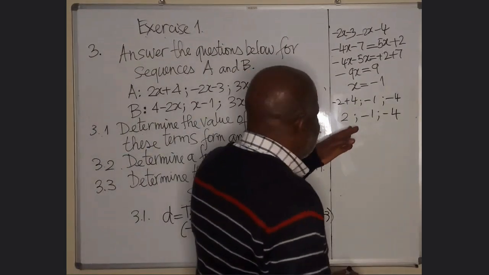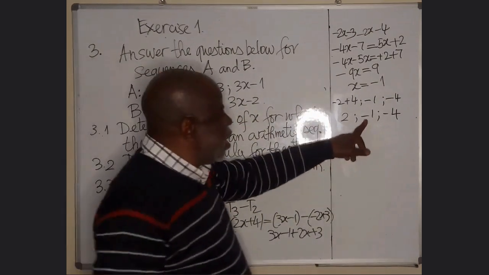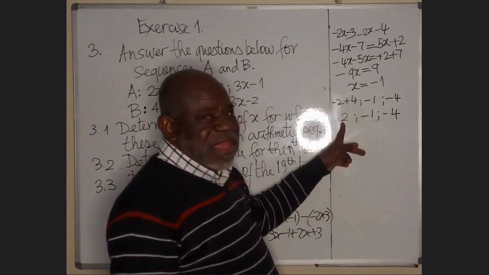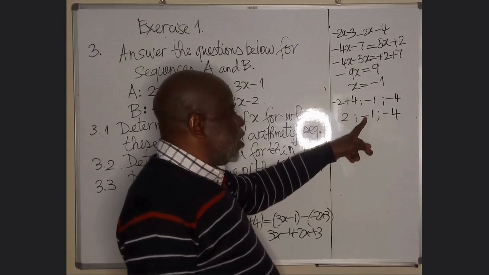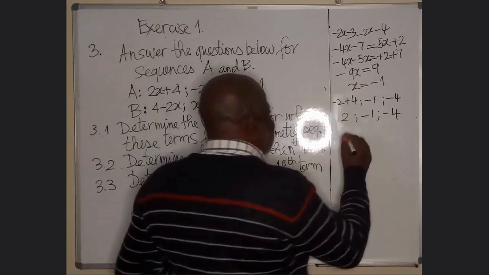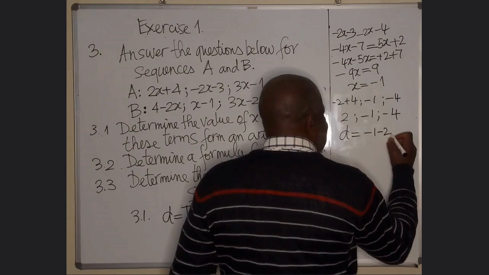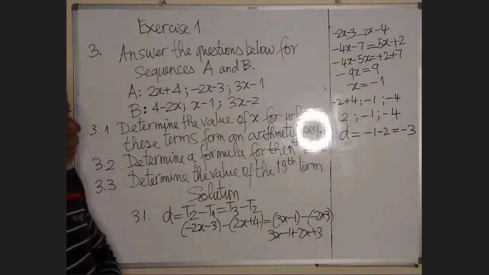Let's check and see if our common difference is the same. Negative 1 minus 2, we're getting negative 3. And negative 4 minus negative 1 is going to be negative 3. So our common difference is there. Negative 1 minus 2 is going to be equal to negative 3.